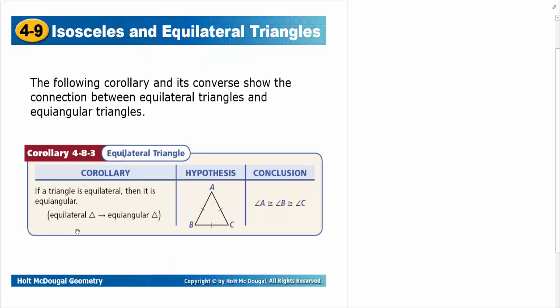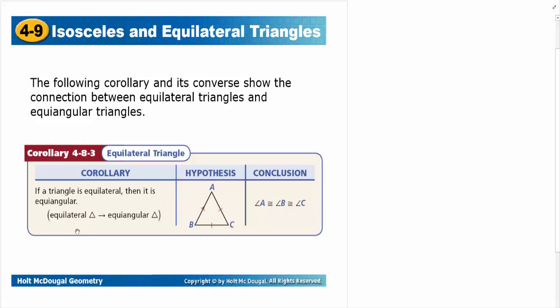Alright, next up, we're going to talk about equilateral triangles. So this is again a corollary theorem, which means it's based off another theorem. It says if a triangle is equilateral, then it is equiangular. Again, we've already kind of talked about it because it makes perfect sense, right? So hopefully it's easy to understand.